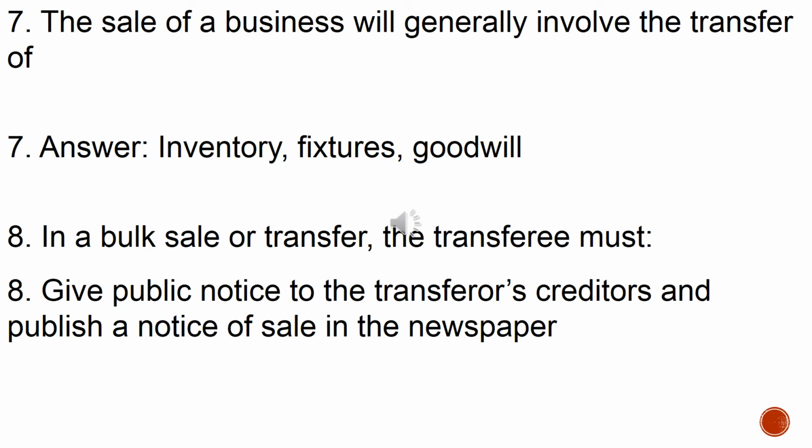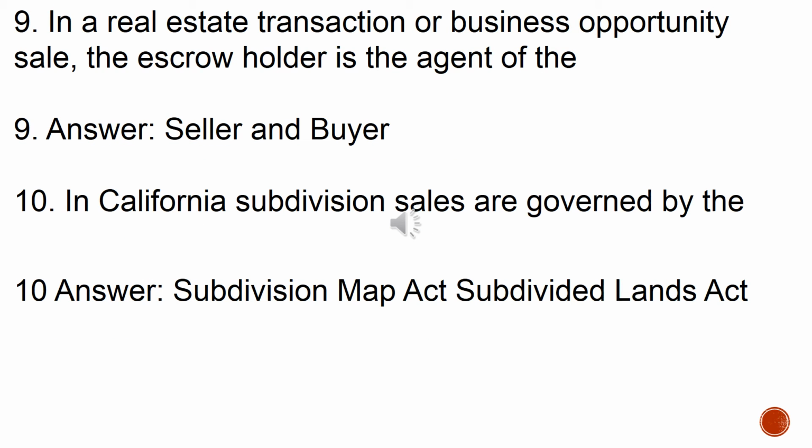Question number 8. In a bulk sale or transfer, the transferee must: answer, give public notice to the transfer's creditors, publish a notice of sale in the newspaper. 9. In a real estate transaction or business opportunity sale, the escrow holder is the agent of: answer, both the seller and buyer. Question number 10. In California, subdivision sales are governed by the: answer, Subdivision Map Act, Subdivided Lands Act.